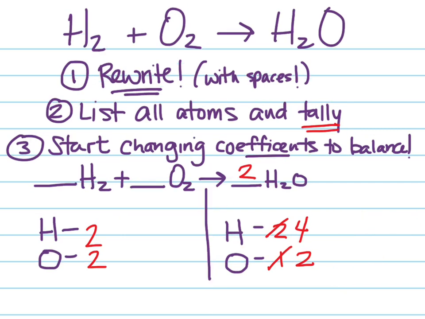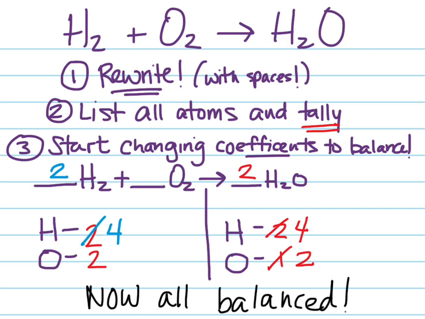Okay, to balance my hydrogen, if I put a coefficient of 2 in front of H2, now I have 2 of those H2s, that gives me a total of 4 hydrogen. Hey, everything is balanced. Okay, that's one video. I'll do another video for the next practice problem.